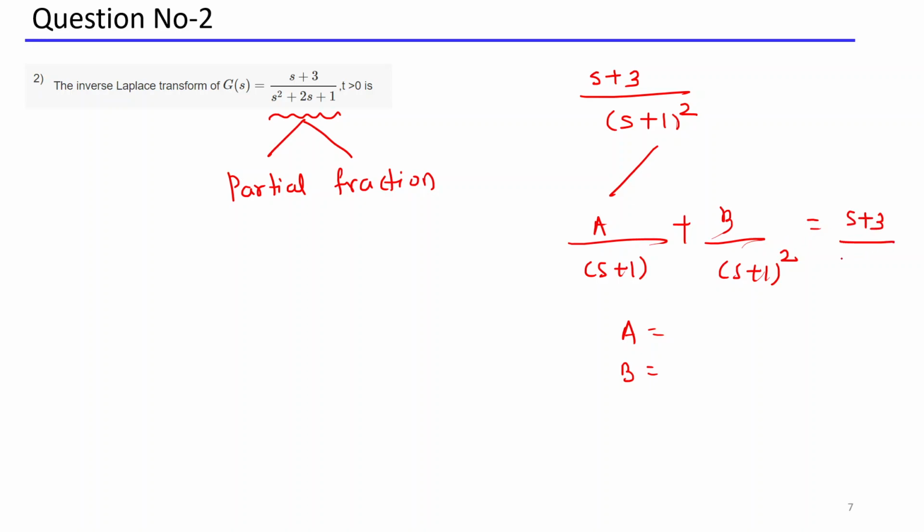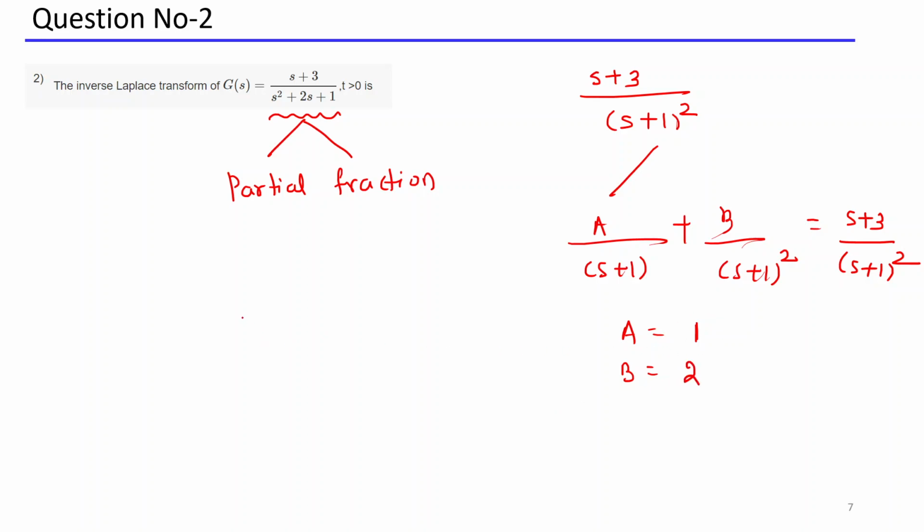This is your total signal. What is the value of a? A is equal to 1, sir. A equal to 1. Okay. What is b? B is equal to 2, sir. B equal to 2. Okay.